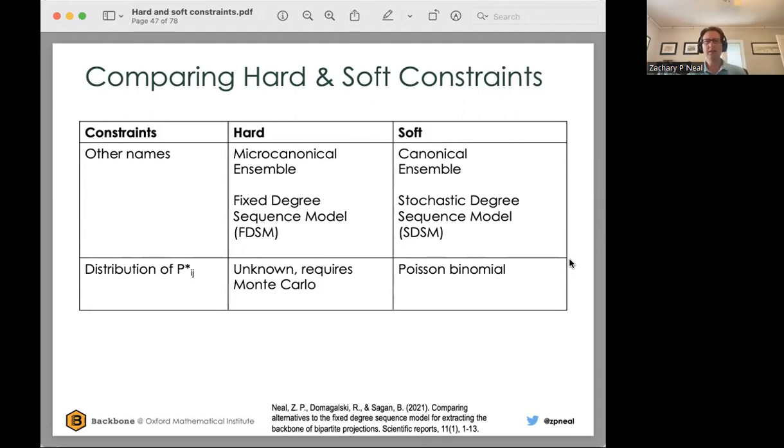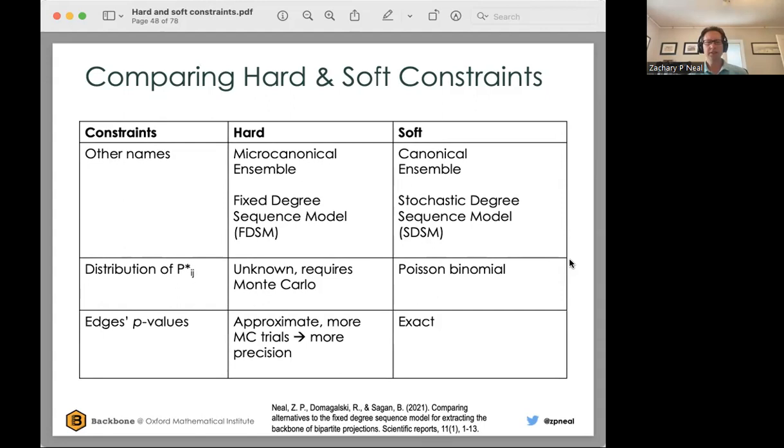So the real key to making either of these backbone extraction models work is we need to find the distribution of P star ij. So that's the distribution of edge weights between i and j in this ensemble or in this set of random bipartite networks. So one of the key challenges when we impose hard constraints is the distribution of P star ij is unknown. And so we have to use Monte Carlo procedures to simulate it. We need to build this distribution empirically. The big advantage to soft constraints is the distribution is known. It's distributed Poisson binomial. And you'll see in a few minutes that makes it significantly faster.